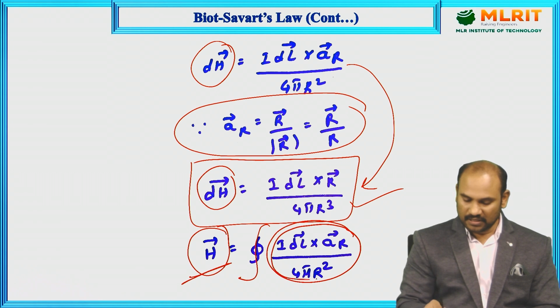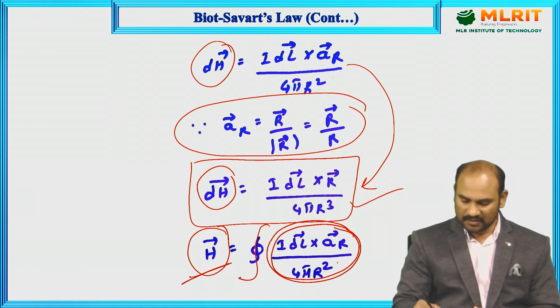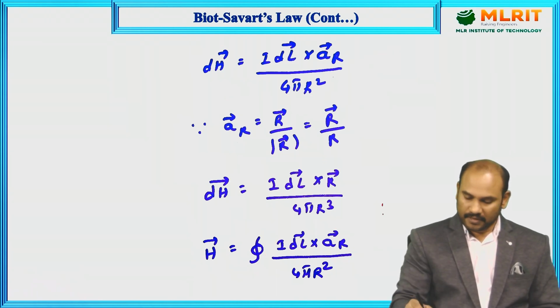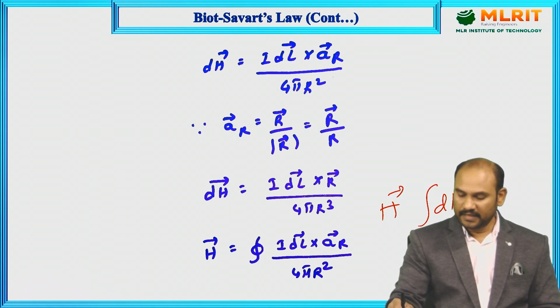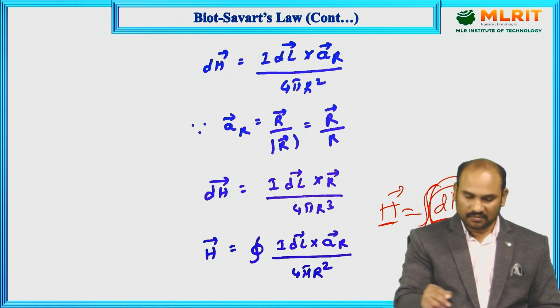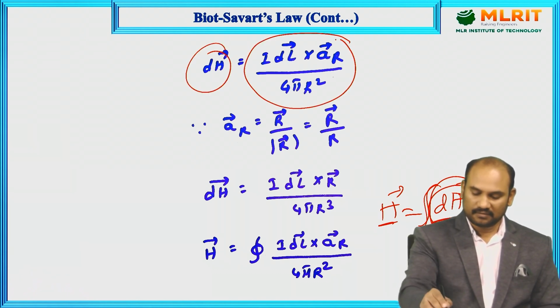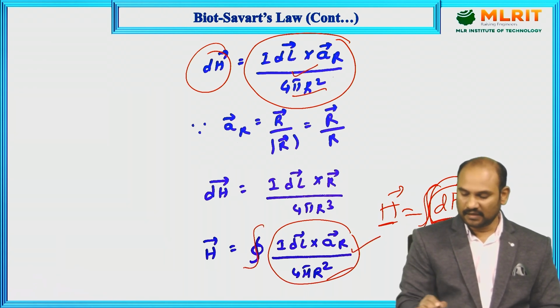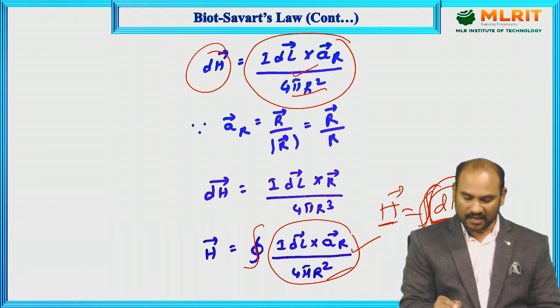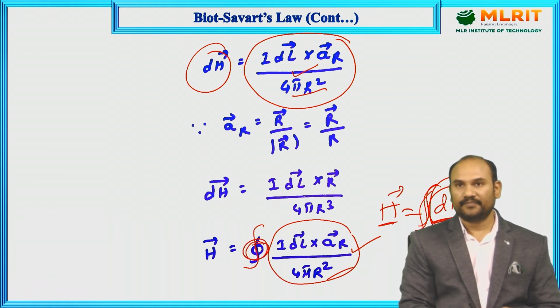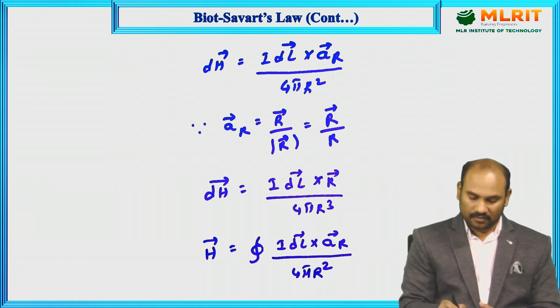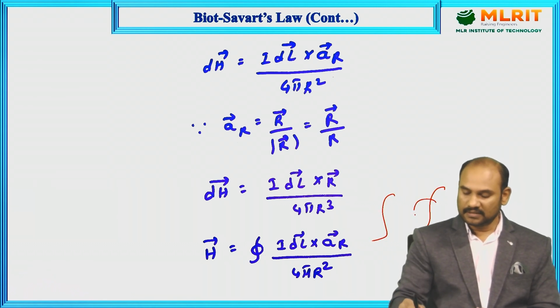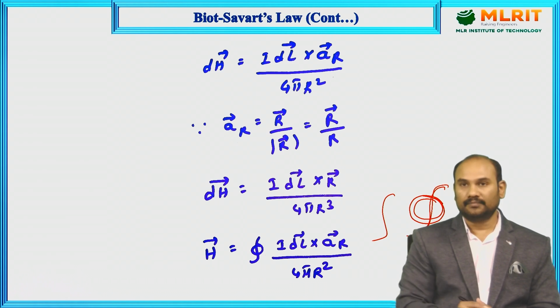This entire thing you see inside the integral is nothing but differential magnetic field, isn't it? This is the same expression you find here. H bar is integral DH bar. By integrating differential magnetic field, you get magnetic field. What is DH? This is DH. This entire thing I am substituting inside the integral: I DL cross AR by 4 pi R square. There is an integral. But if you find a difference, I have kept a circle on this integral. What is the meaning of that? If this is called an integral, this is called a closed contour integral.